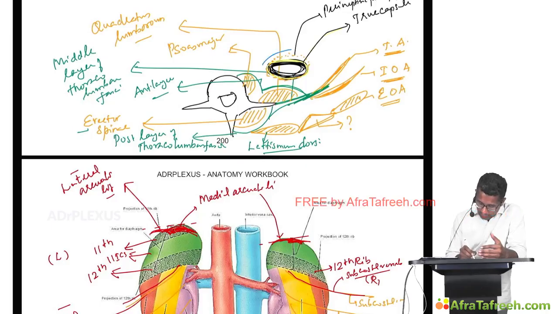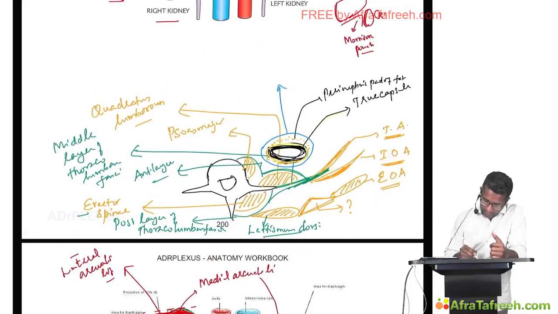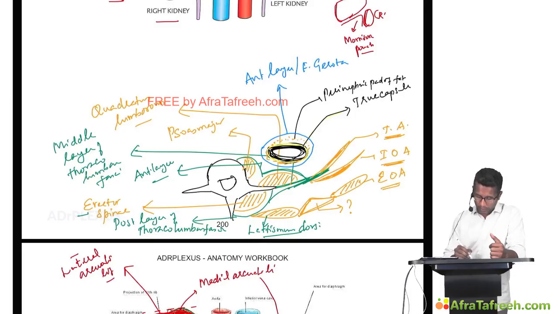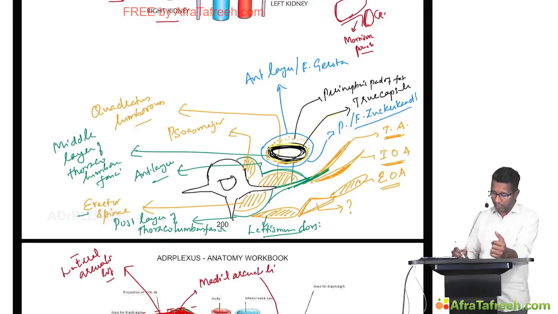This false capsule has two layers in it. One is called the anterior layer. This anterior layer is also called the fascia of Gerota, and the layer which is present posteriorly is called the posterior layer, also called the fascia of Zuckerkandl.